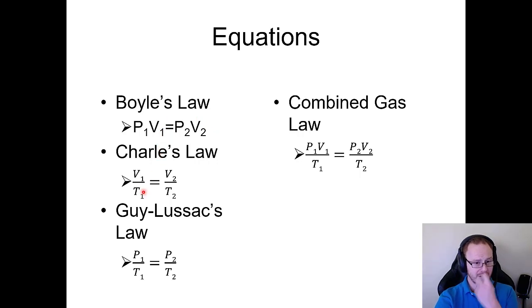In Charles' law, we have volume over temperature. Volume and temperature are directly related, and again, we have the initial volume over the initial temperature equals V2 over T2, the ending volume and temperature. I also have Guy-Lussac's law. This is a relationship between pressure and temperature, and because it has a similar formula to Charles' law, this is also a direct relationship. When pressure goes up, temperature must go up as well. Pressure goes down, temperature must also go down.